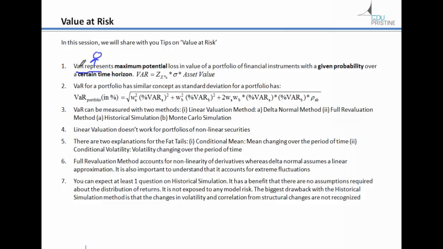We calculated the standard deviation of the portfolio for VAR. If you remember, the standard deviation formula is this way: weight 1 squared into variance of asset A, plus weight 2 squared into variance of asset B, plus 2 into weight 1 into weight 2 into the standard deviation of asset A into standard deviation of asset B.